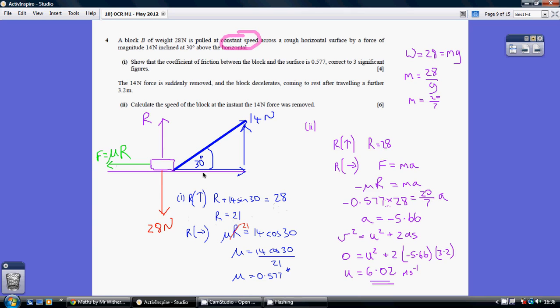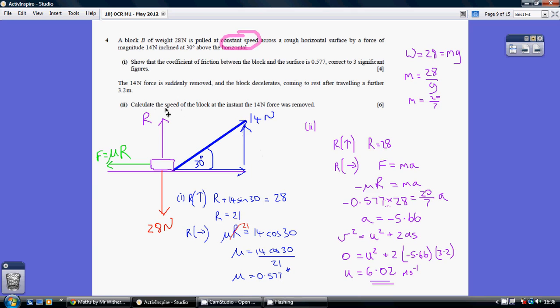Now resolving horizontally, going left, we've just got the friction, which is mu times R. R we've just worked out to be 21, so mu times 21. And our force going to the right is just this component of the 14, so that's 14 cos theta, the adjacent side. So we've got mu times 21 equals 14 cos theta, so dividing through by 21 gives us mu being 0.577 as required.